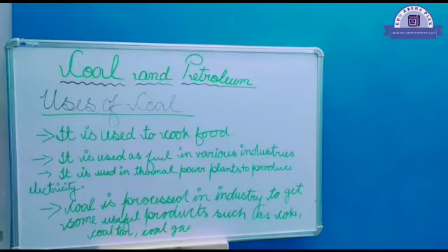Next we have coal tar. This coal tar is a very black thick liquid with an unpleasant smell, and it is a mixture of 200 substances. Next we have coal gas. This coal gas is obtained during the processing of coal to get coke.